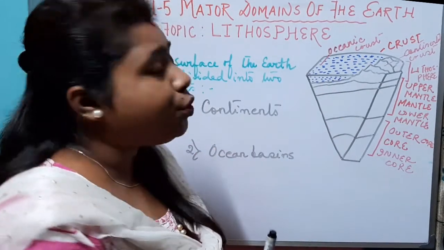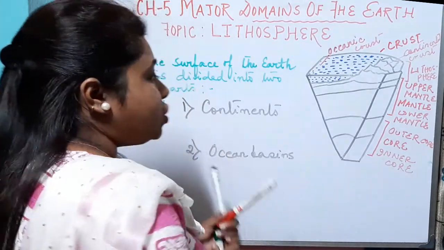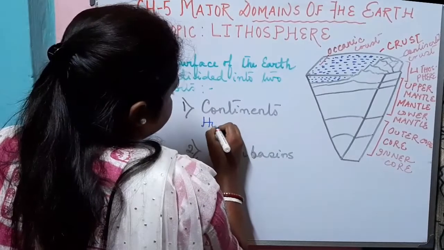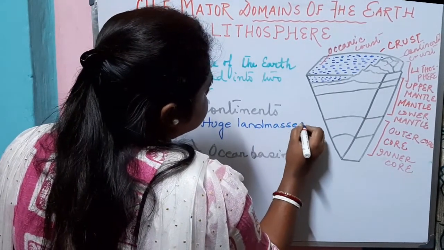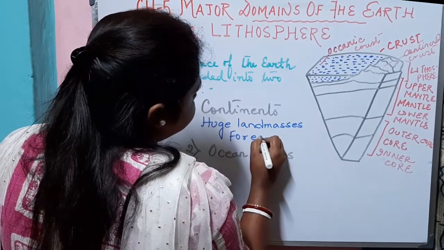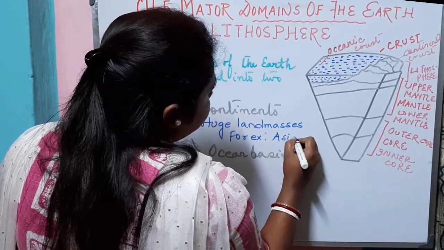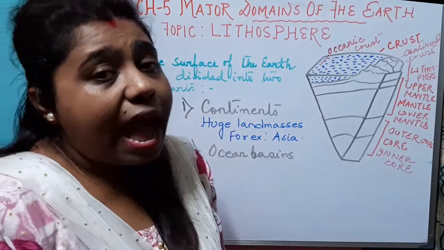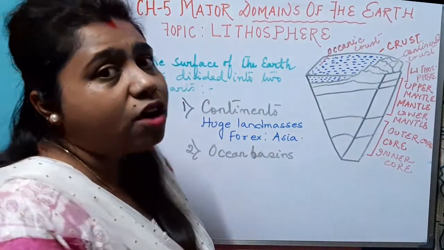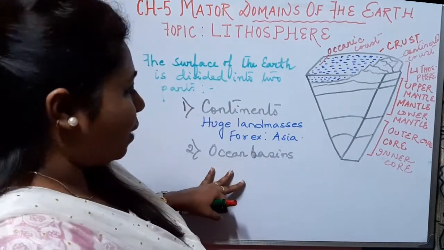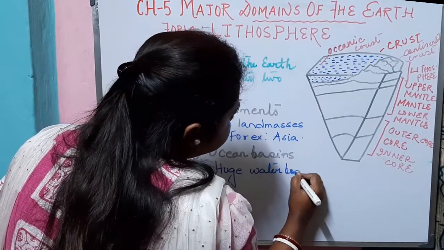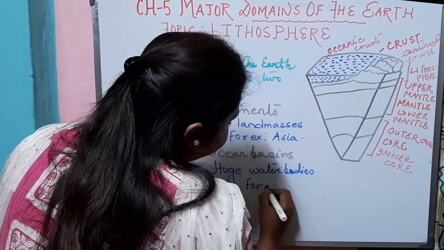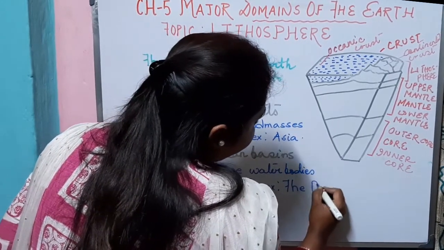So now let us know, what do you mean by continents and what are oceans? What are continents? Huge land masses are called continents. For example, Asia. We live in India, and India is located in the continent of Asia. Now coming to the ocean basins, what do you mean by ocean basins? It means huge water bodies. For example, the Pacific Ocean.